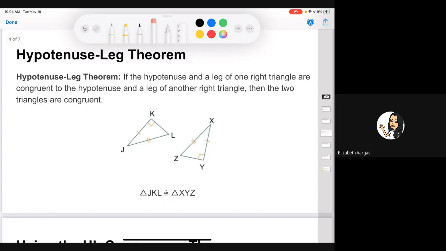Last one we're going to look at today is the hypotenuse leg theorem. This one's pretty straightforward. It says that if the hypotenuse and a leg of one right triangle are congruent to the hypotenuse and the leg of another right triangle, then those two triangles are congruent. In order to use this theorem, first I want to prove that I have two right triangles. So I want to prove that both of my triangles are right triangles. And that's what this symbol represents to me. So those two are in fact right triangles. Both of those triangles are right triangles.